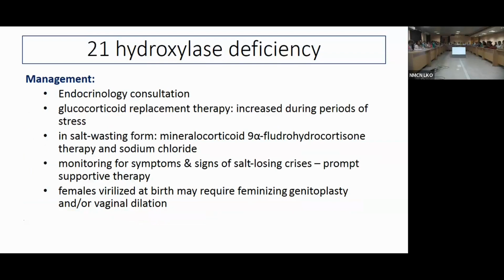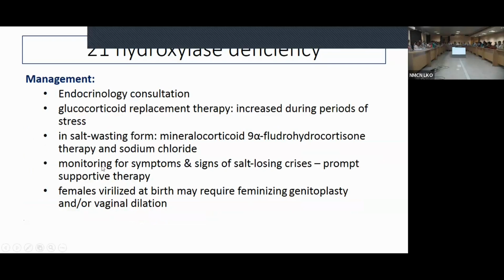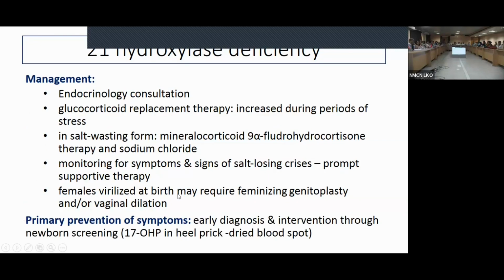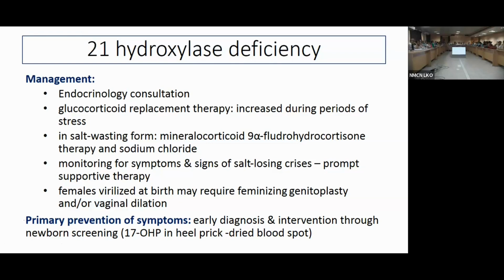So management: prompt endocrinology consultation, glucocorticoid replacement therapy, which has to be increased during periods of stress. In the salt wasting form, you have to give mineralocorticoids along with sodium chloride supplements, and also explain to the parents about sick day management and all the danger signs, how to monitor for symptoms and signs of salt losing crisis, and to bring the child immediately to the hospital if they notice any such thing. And females who are virilized at birth may require feminizing genitoplasty and/or vaginal dilatation subsequently. Primary prevention is always the best. Hence, early diagnosis and intervention through routine newborn screening, checking 17-OHP in each and every newborn, would be really ideal.